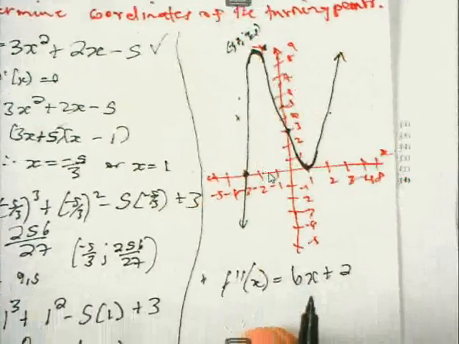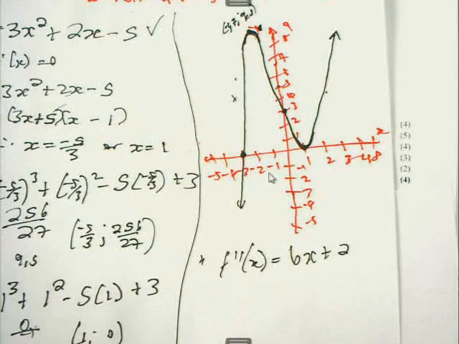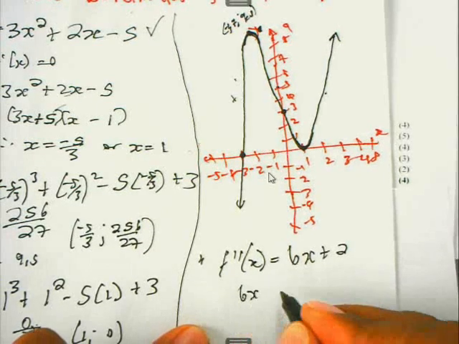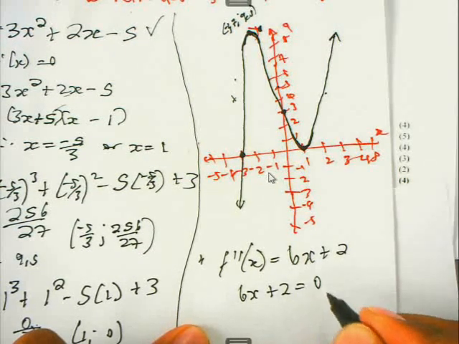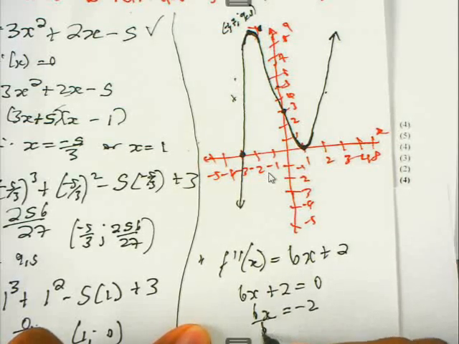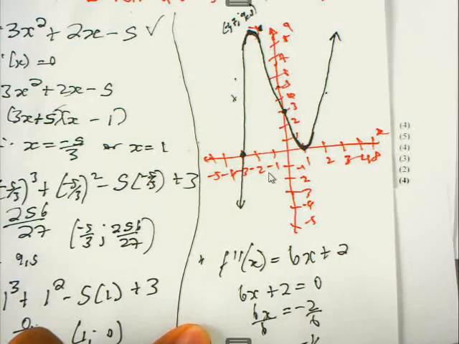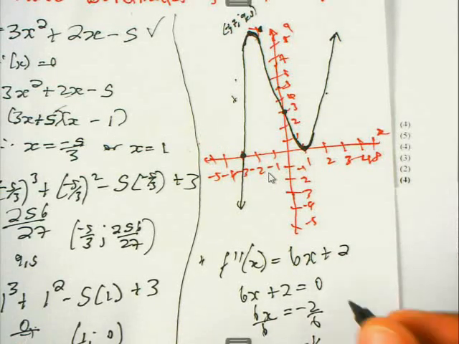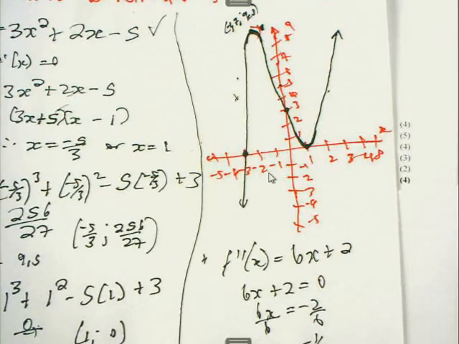And then the other thing which is very important is you must let this be 0. We have 6x + 2 = 0, which is good. And then 6x = -2. Divide by 6, divide by 6. Therefore, x = 1/3, 1 divided by 3. That will be the x value at the point of inflection.